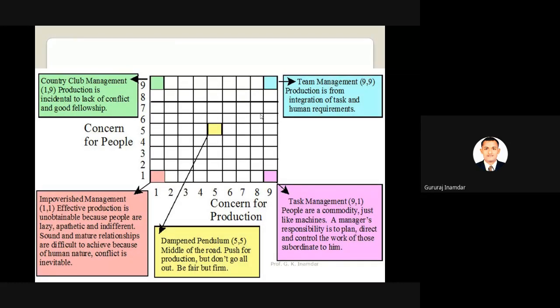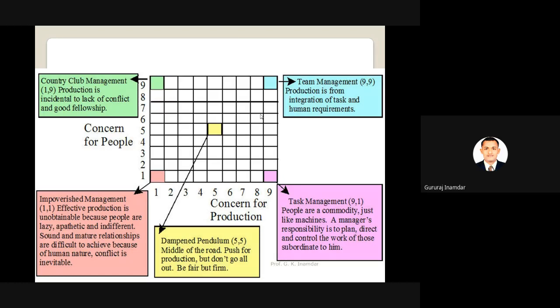Now next is the central level, the dampened pendulum. Dampened pendulum is in the middle of the road: push the production, but don't go all out, be fair but firm. So what is the requirement or role of that dampened pendulum? Central level 5,5. They have to check whether they will satisfy, whether the quality is sufficient or whether the people are satisfied. So this is nothing but what we call dampened pendulum, म्हणजे ते काय फिक्स नसते. There is a difference. Now कुठून घ्या बरं, काय प्रॉब्लेम नाही. नाव 9-1 नाही 9-1 नाही झाला आपला. नाव 1-9 is nothing but the concern for people.